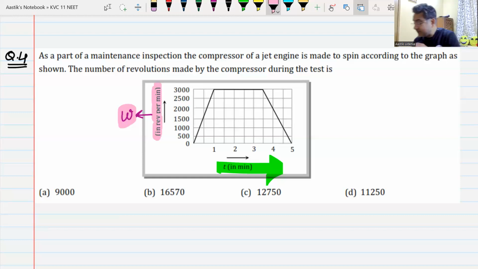Okay, I will do it then. So this is a graph between omega and t. You have to find out the angular displacement, or the angle, or the revolutions that it has made. You have to find out the area of this graph.